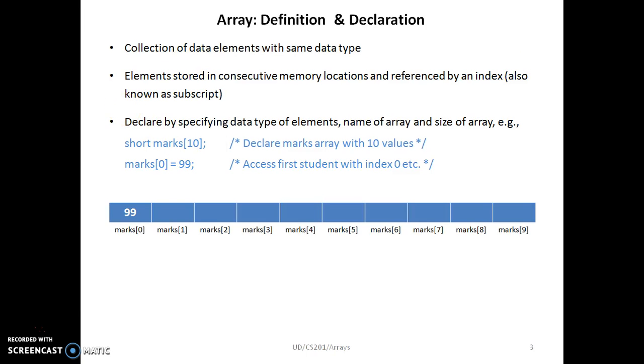So, what's an array? It's basically a collection of data elements with same data type. Same data type. That keyword is very important. For example, in an integer array, you cannot suddenly go ahead and put float or character type of elements. It has to be integer only.